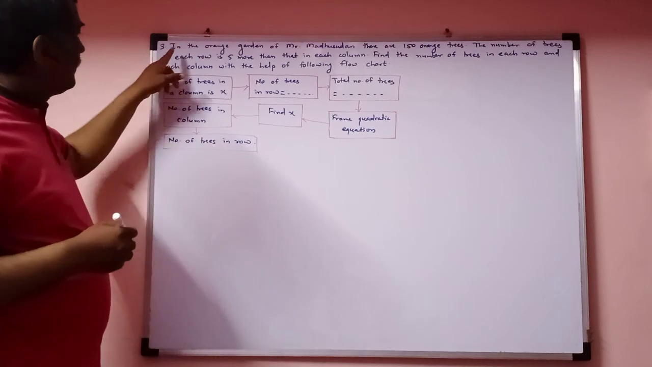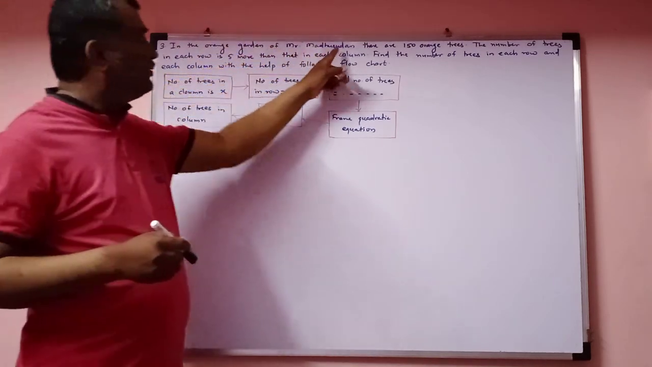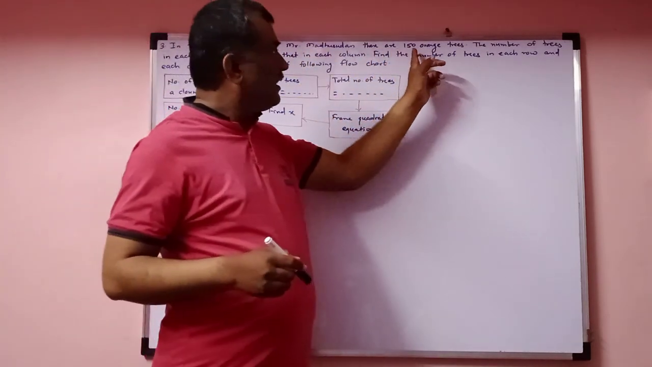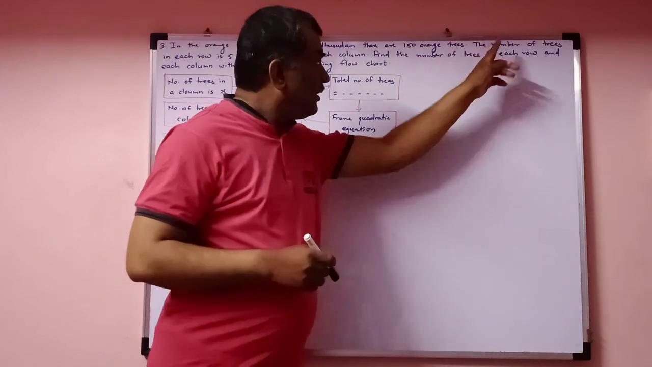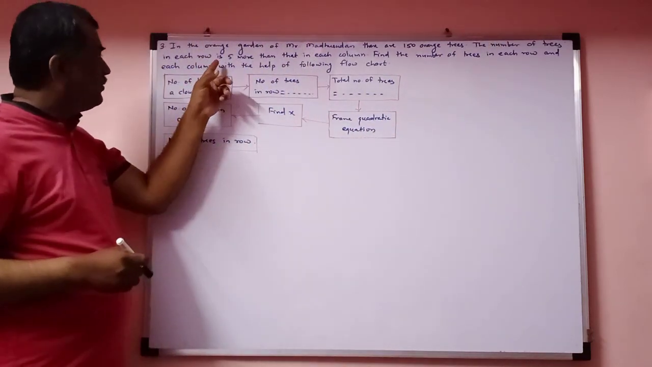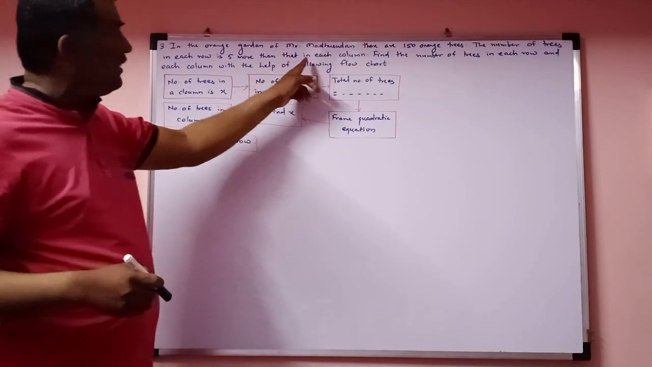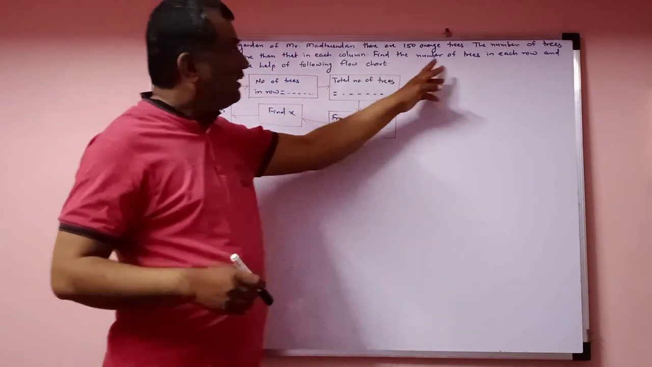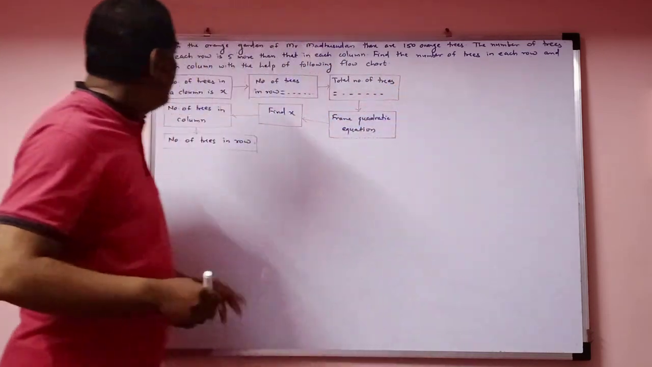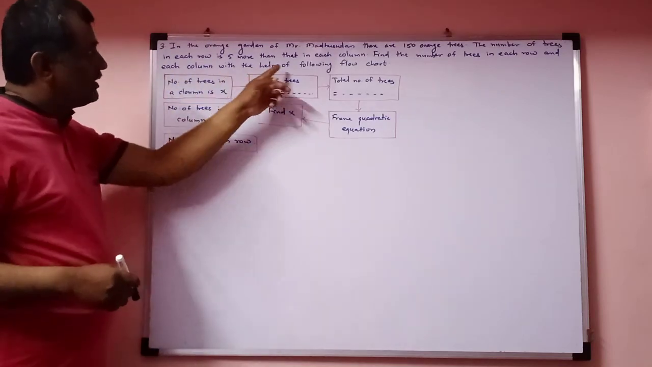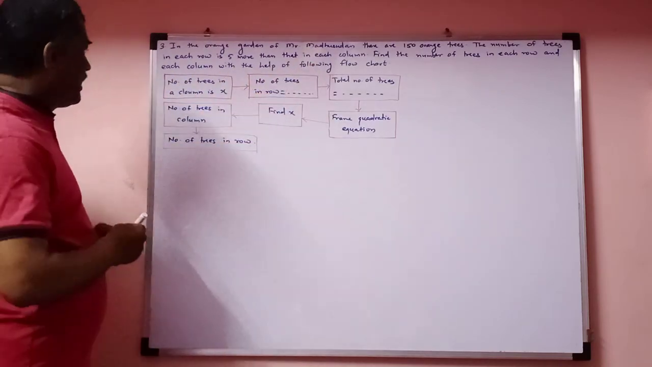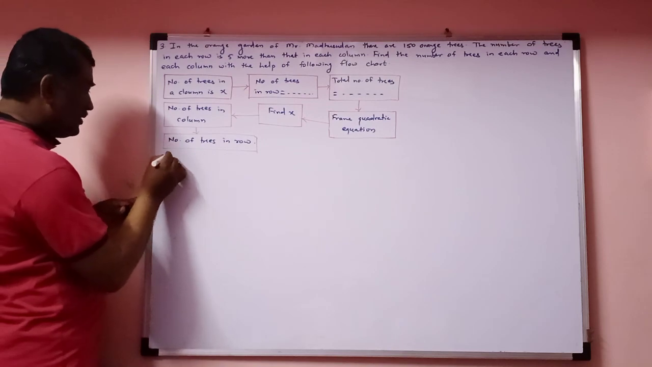Third example. In the orange garden of Mr. Madhusudan, there are 150 orange trees. The number of trees in each row is 5 more than that in each column. Find the number of trees in each row and each column with the help of following flow chart. Solution.